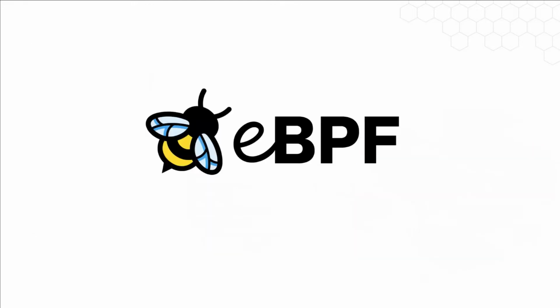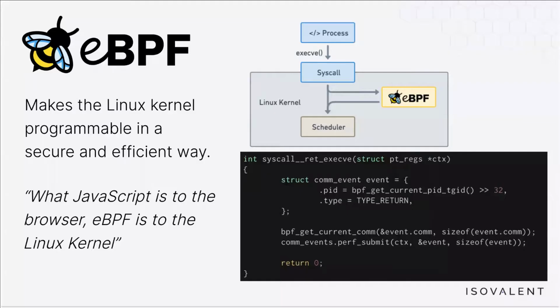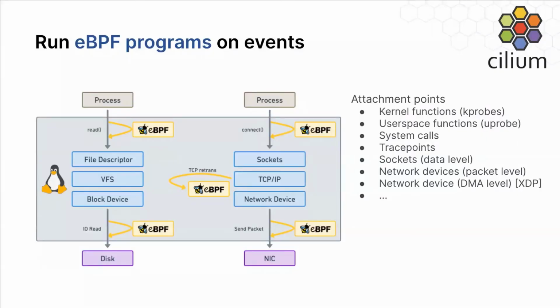Now, Cilium is built on eBPF, and eBPF stands for Extended Berkeley Packet Filter. By itself, that doesn't say a lot, but how we would like to explain eBPF is that what JavaScript was to the browser, eBPF is to the Linux kernel. We make Linux programmable in a very efficient way. And how we do that is that we develop programs, eBPF code, to be run on kernel events. And this can be anything like a process being executed, doing a connect call, opening a socket, a TCP retransmission, or a network device sending a packet.